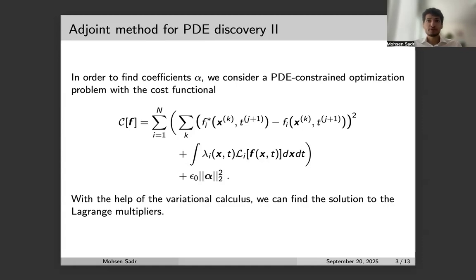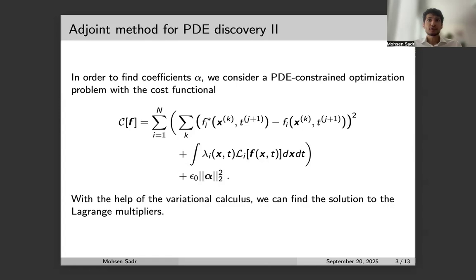We also need to enforce that F is the solution to a PDE. This is done by including a constraint in our optimization problem using the method of Lagrange multipliers. That leads to our second term, which constrains F with the Lagrange multiplier lambdas to solve L of F. In order to regularize the optimization problem, we also incorporate an L2 norm square on the parameters of PDE in our loss function with a regularization factor epsilon 0.